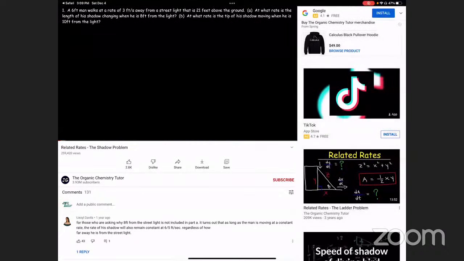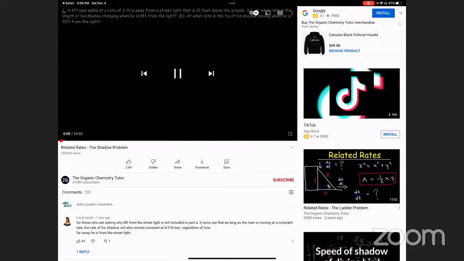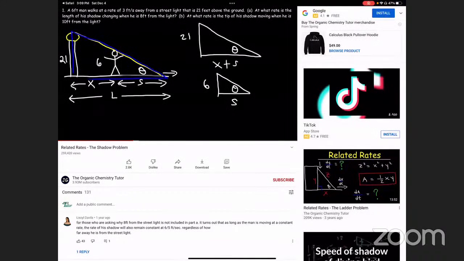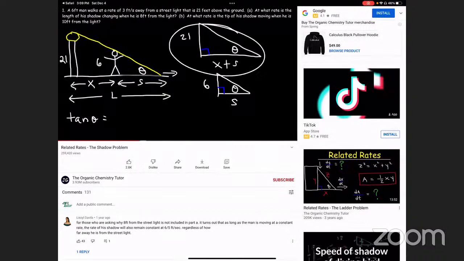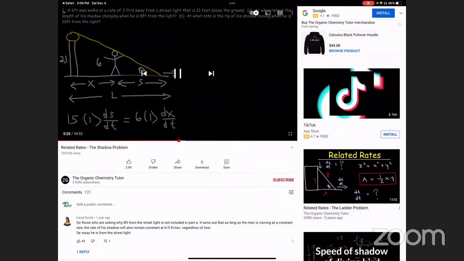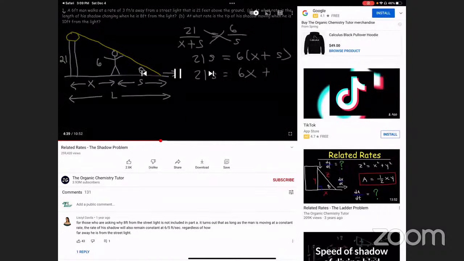In this lesson, we're going to focus on the shadow problem. It's just like one change, we have 21 instead of 20. The large triangle has the angle theta, and the small triangle has the same angle theta, and both triangles are right triangles. According to the video, hopefully you know your trig, tangent theta of the first triangle is equal to the opposite side, which is 21. That's the other thing relating them together. We need to plug in what we have, so this is going to be 6x plus 6s.